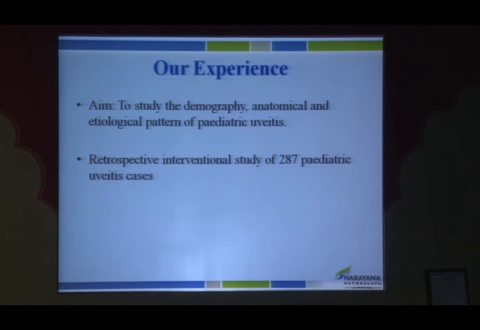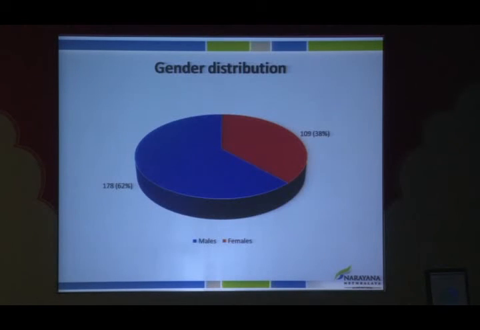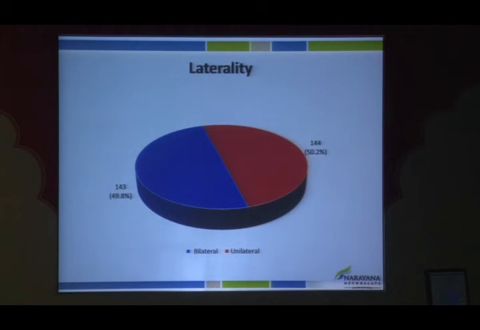I would like to share our experience of the demography, anatomical and etiological pattern of pediatric uveitis over a period of 8 years, a retrospective interventional study of 287 pediatric uveitis cases. The age group ranged between 12 days to 17.9 years. 178 were male, and 144 patients were unilateral. In infantile uveitis, posterior uveitis was the commonest cause.